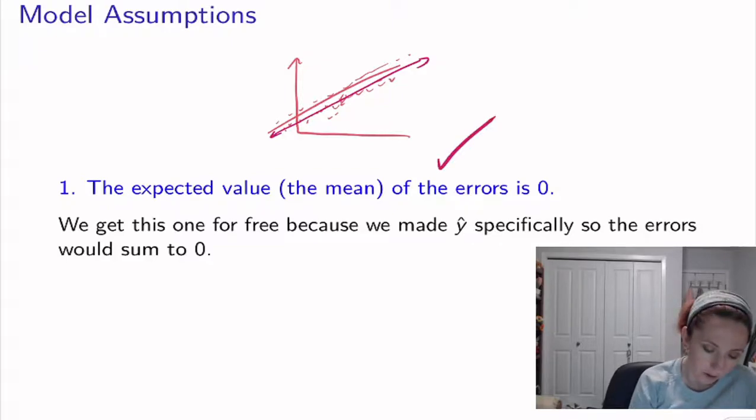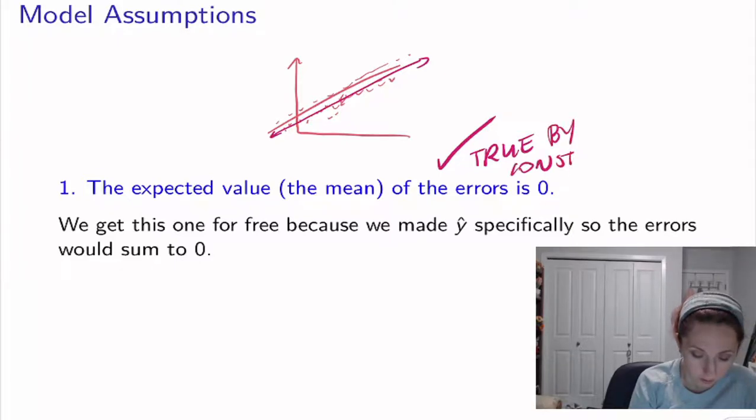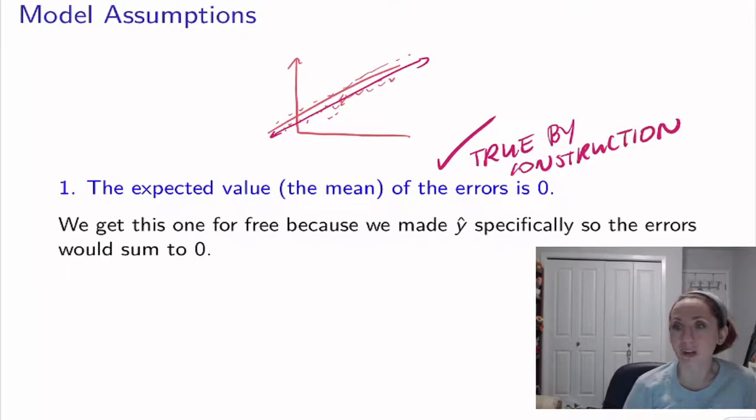So this one, we say, my favorite way of saying it, this is true by construction. The way we use our math to create the beta 1 hat and beta 0 hat is automatically going to give us the error sum to 0.